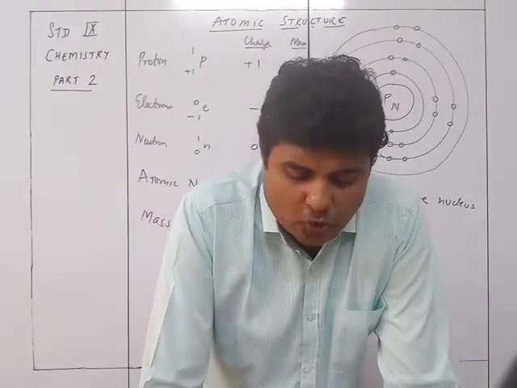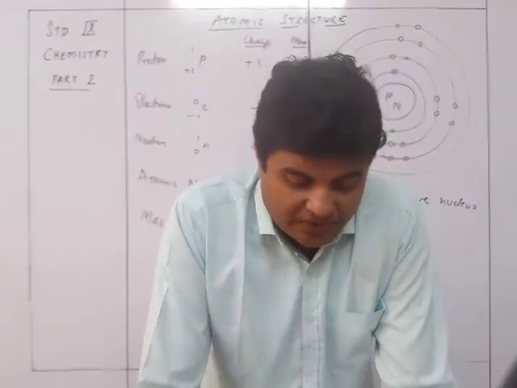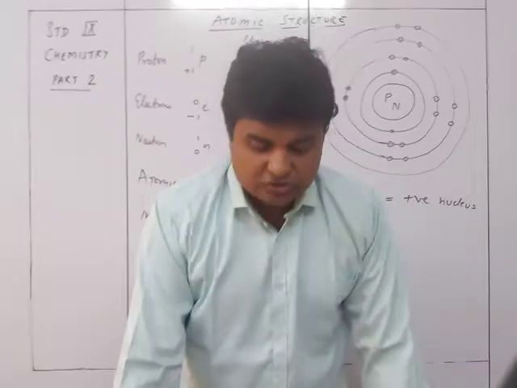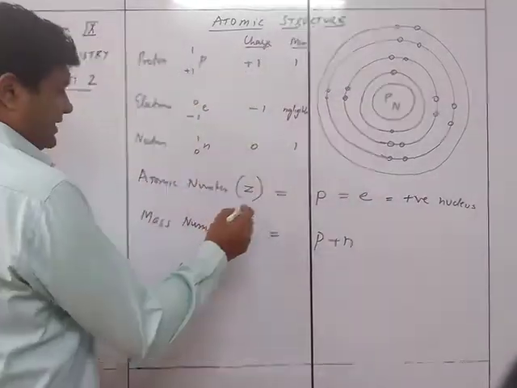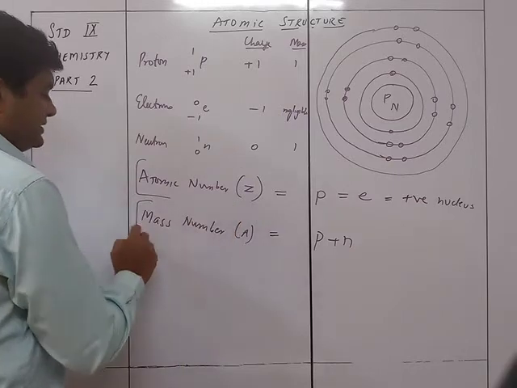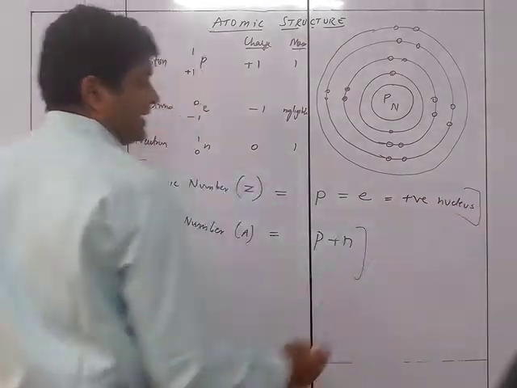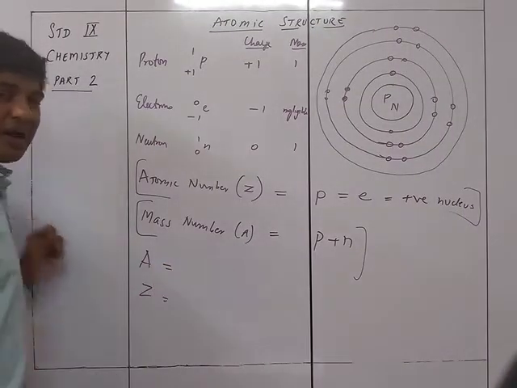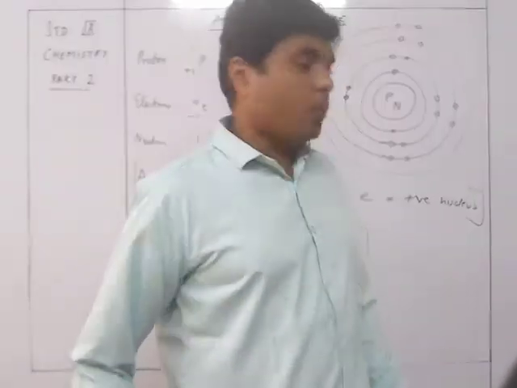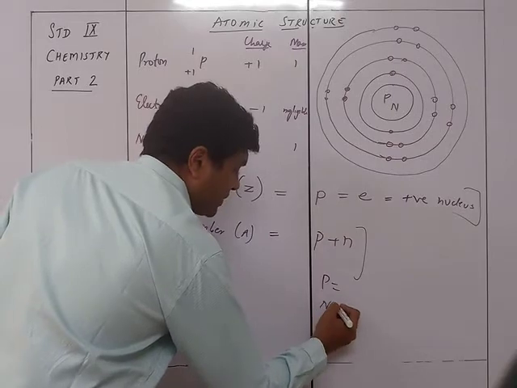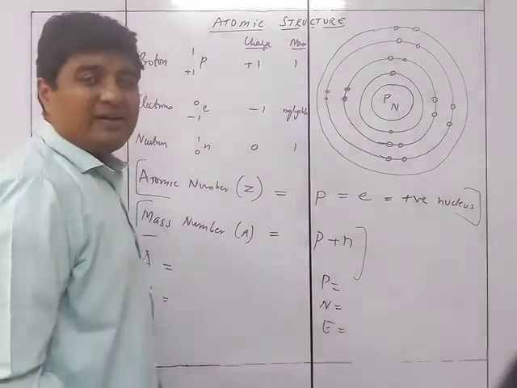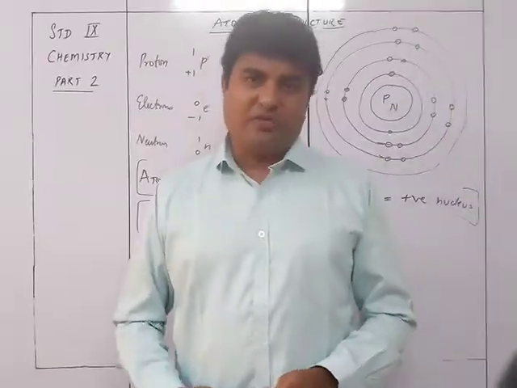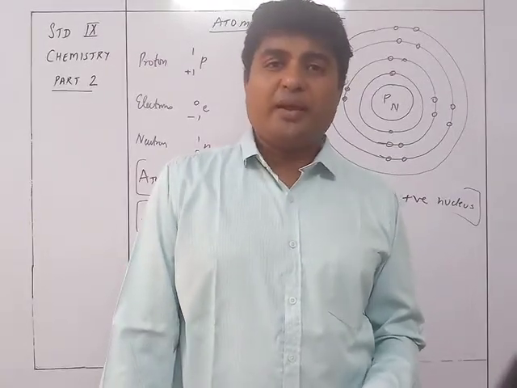Hence the mass number of an element is the total number of protons and neutrons in the atom of the element. The atomic structure of an element can be deduced from its atomic number and mass number. So because of these two things, A and Z, if I know the A and Z of any particular atom, I can find out the number of protons, the number of neutrons, and the number of electrons present in that atom. So we can easily deduce the atomic structure of an element if I know the atomic number and the mass number.